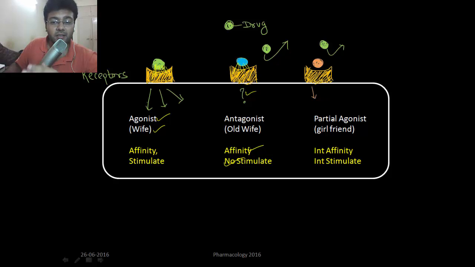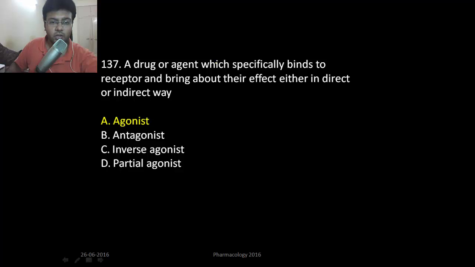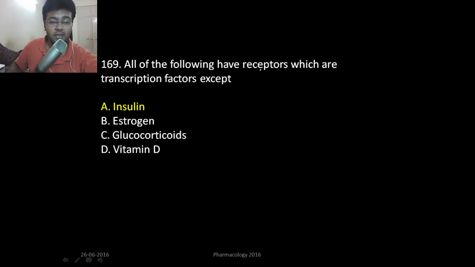And what about a partial agonist? It binds with intermediate affinity, works and stimulates with intermediate stimulation, and doesn't allow the agonist to bind. These are like girlfriends: they bind to the husband and slowly stimulate the husband, and on top of that they keep the wives away, right? So: agonist, antagonist and partial agonist. A drug or agent which specifically binds to a receptor and brings about its effects in a direct or indirect way is an agonist.